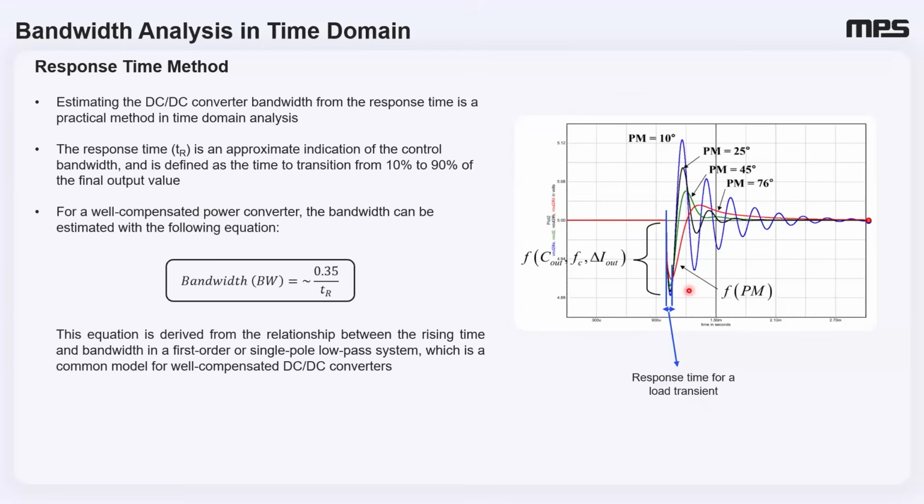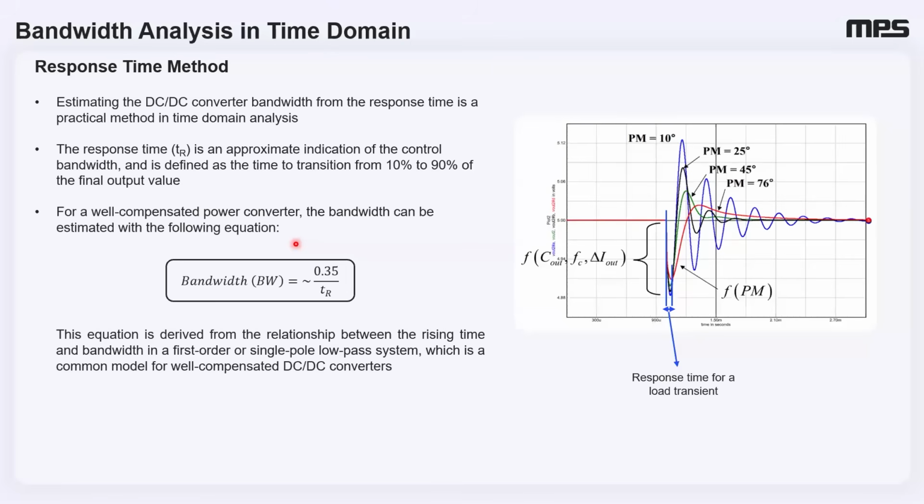For power converters that are well compensated, we can use a simple equation. The bandwidth is approximately 0.35 divided by the response time. This formula provides a quick and useful estimate for system control bandwidth from a time domain measurement aspect.